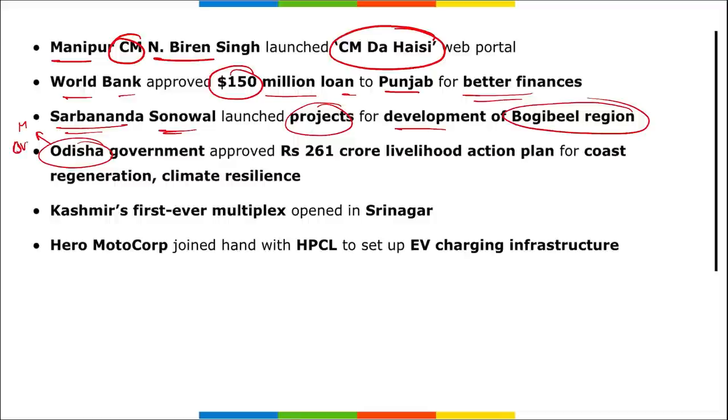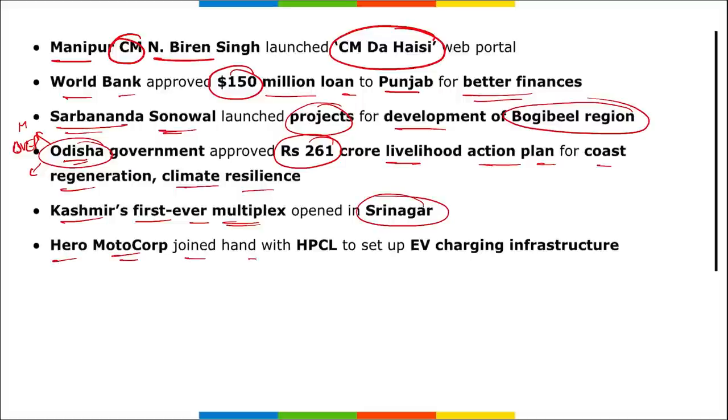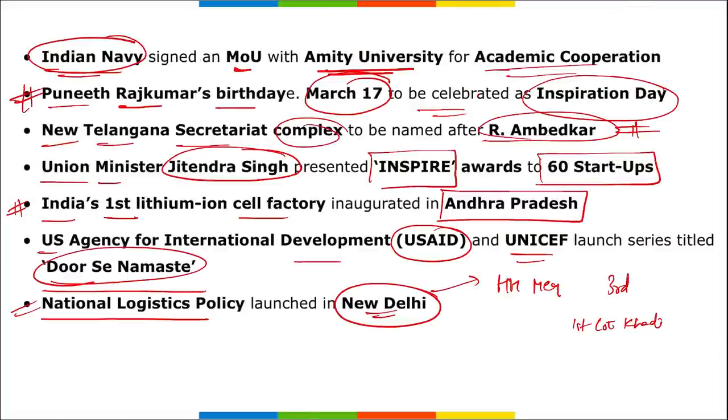First Olympic values education program was launched here. A tribal health center was launched, where a database will be maintained for the tribal people. Then a 261 crore livelihood action plan was launched for coast regeneration and climate resilience by the Odisha government. Kashmir's first ever multiplex opened in Srinagar. Hero MotoCorp joined hands with HPCL to set up electric vehicle charging infrastructure. Alright, so these are some important one-liners, friends, that will be very beneficial to all of you.